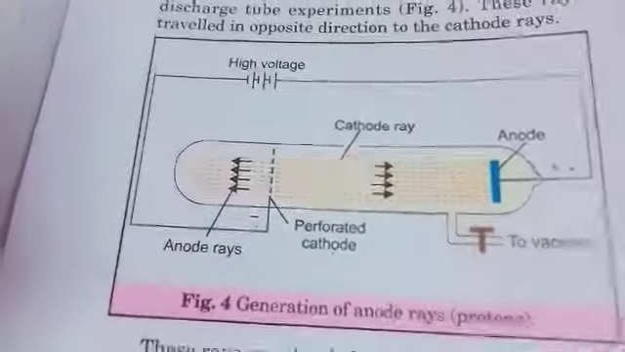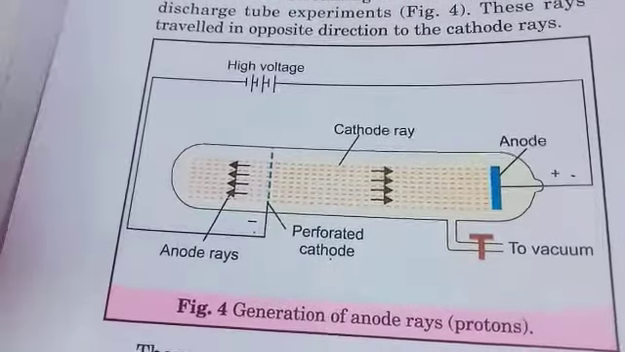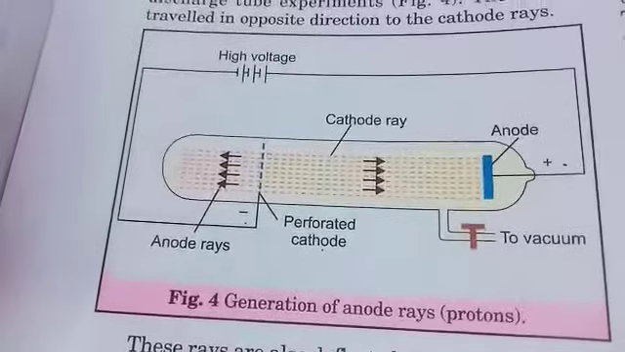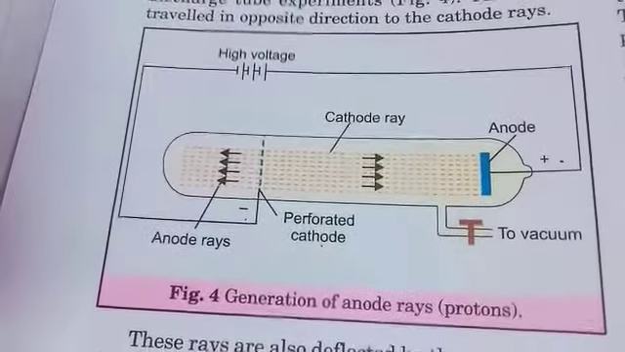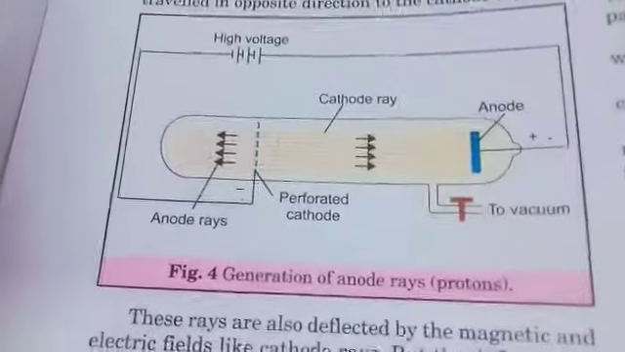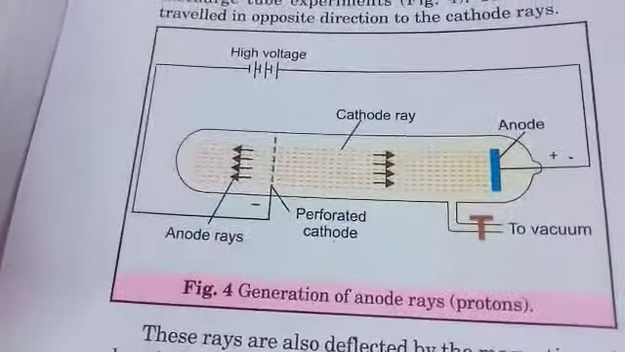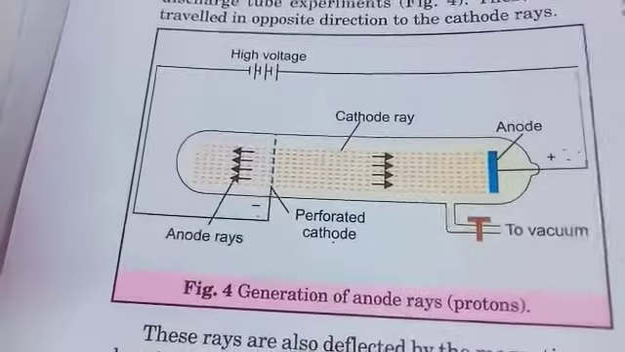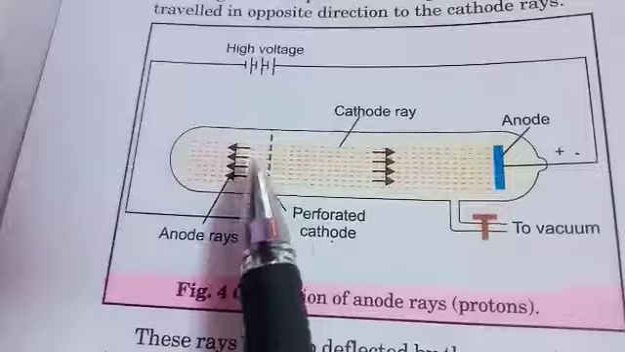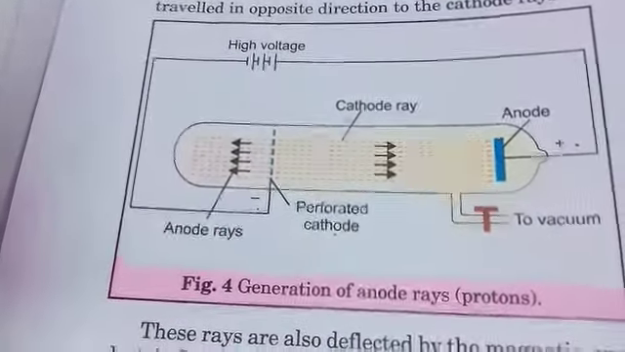Now these anode rays are positively charged. Why positively charged? Because they are moving from anode to cathode, and you know the anode is positively charged and the cathode is negatively charged, so they are moving from positive to negative. Anode rays are also known as positive rays or canal rays, because these positive charges pass through these canals. That's why anode rays are also known as canal rays.